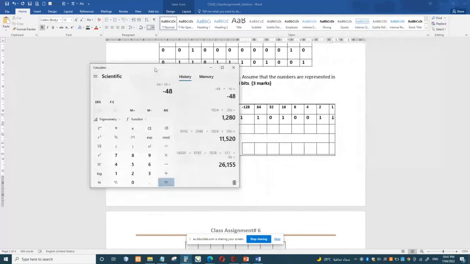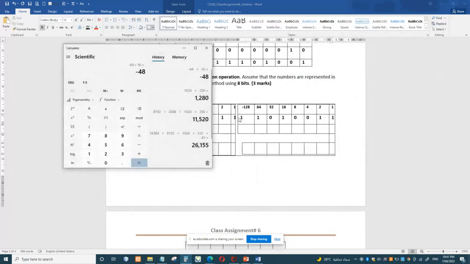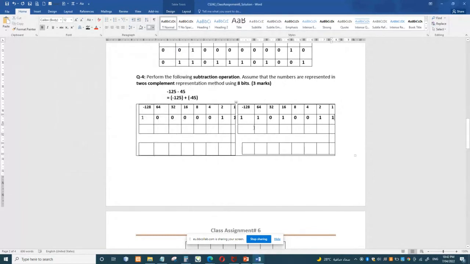Are you following? Minus 128 plus 64 is minus 64. Then if we add 16 to it, it's minus 48. Then if we add 3 to it, it will be minus 45. So that is how we represent minus 45.